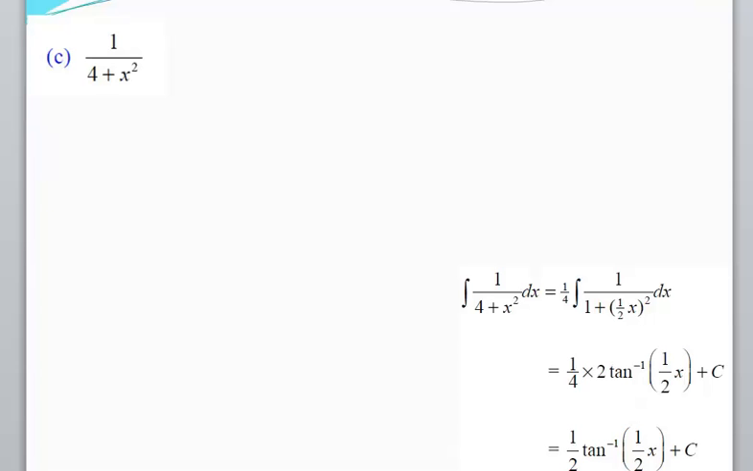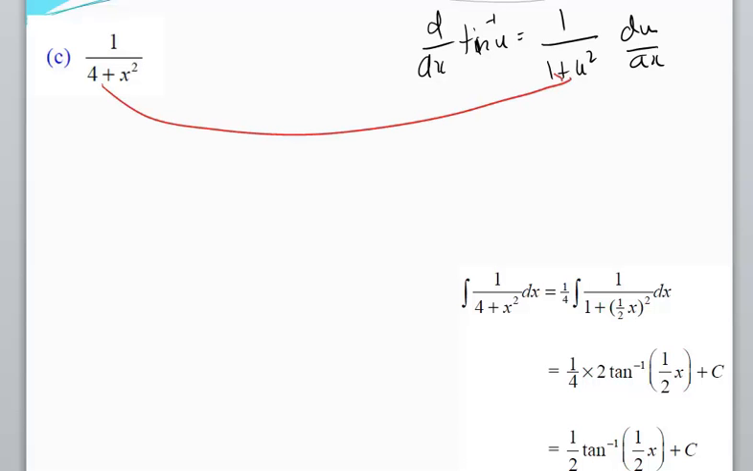So for our next equation, we notice we don't have the square root at the bottom, so this will be our inverse tangent function. So d on dx of our inverse tan of u is equal to 1 on 1 plus u squared, du on dx. So we're pretty close here. We've got a 4, here we've got a 1. So what we can do is take a quarter out the front.